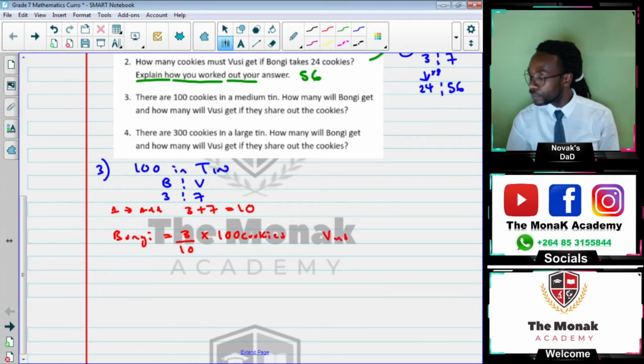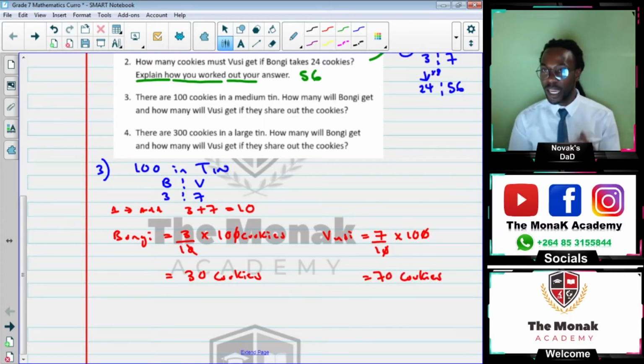Vusi is getting 7 portions out of 10 from that 100 as well. Alright? So without using a calculator, we know this cancels that. 10 times 3 is 30 cookies. This cancels that. 10 times 7 is 70 cookies. That's how you share in a ratio.